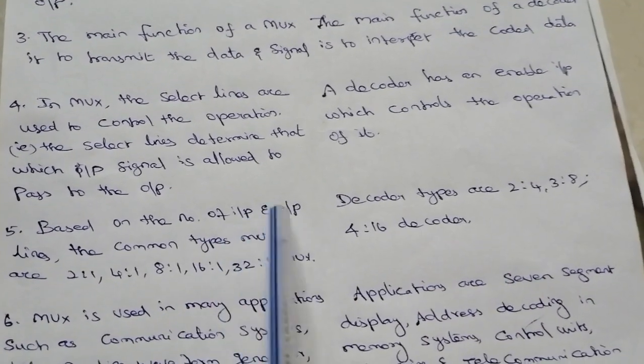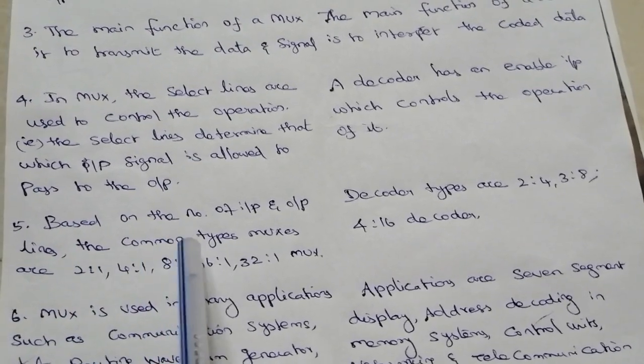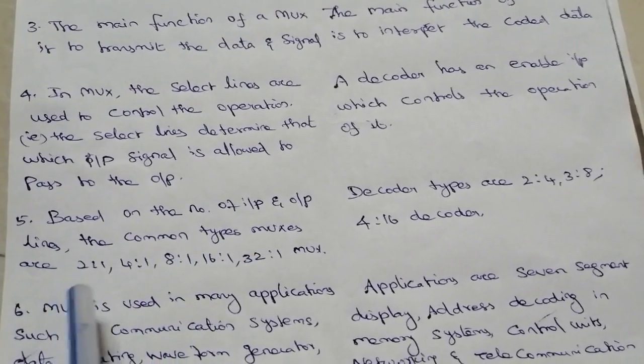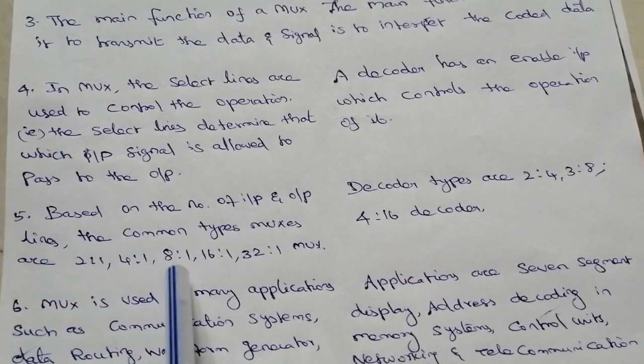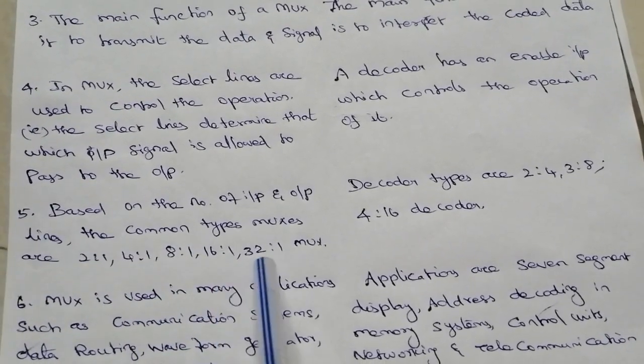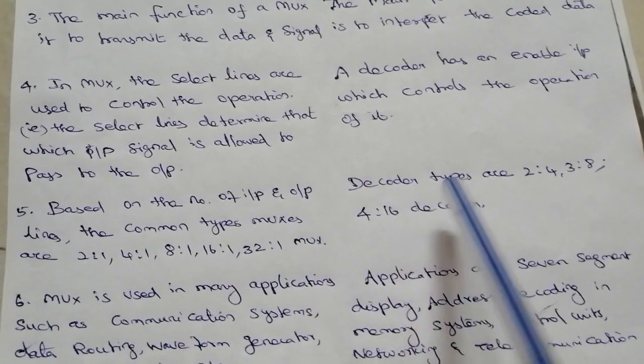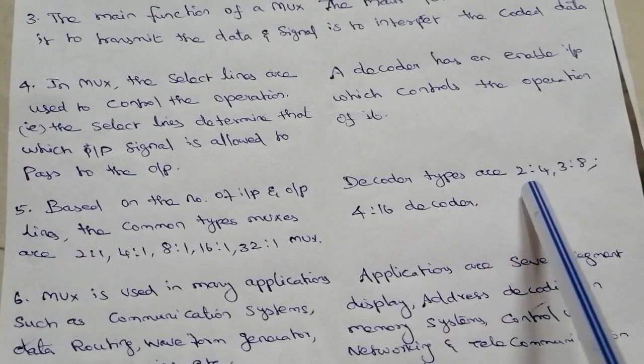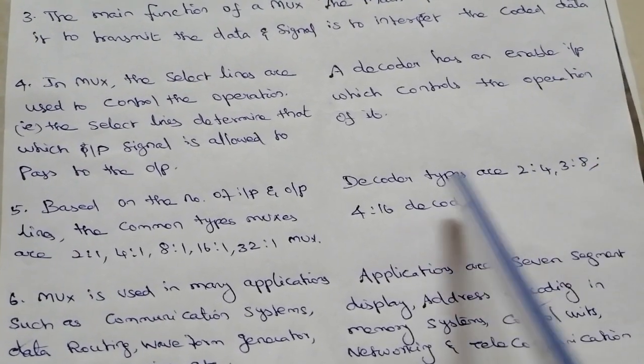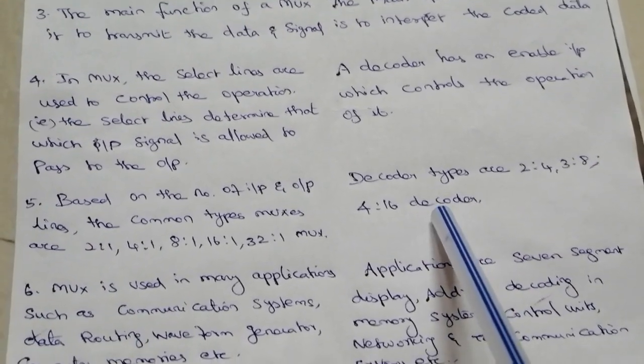Based on the number of input and output lines, the common types of multiplexer available are 2:1, 4:1, 8:1, 16:1 mux. Similarly, decoder types are 2:4 decoder, 3:8 decoder and 4:16 decoder.